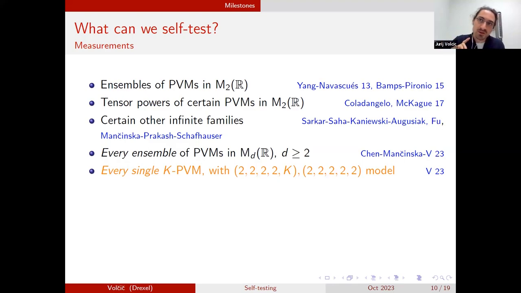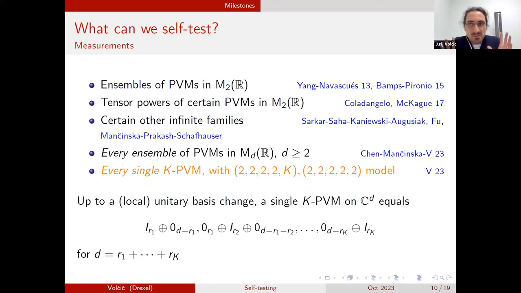That said, if you only focus on a single measurement, and here I'll do a little bit of explanation because I don't want to be misleading about what this statement means. If you want to certify only a single projective measurement, then you can do that with a reasonably small number of inputs and outputs. Namely, if you want to certify a K-PVM, so a PVM consisting of K projections, then you need this model. The first party has 5 inputs. Most of these inputs have 2 outputs. The last input has K outputs. And the other party has, well, I wrote 5 inputs, but I think you only need 4 inputs, with 2 outputs.